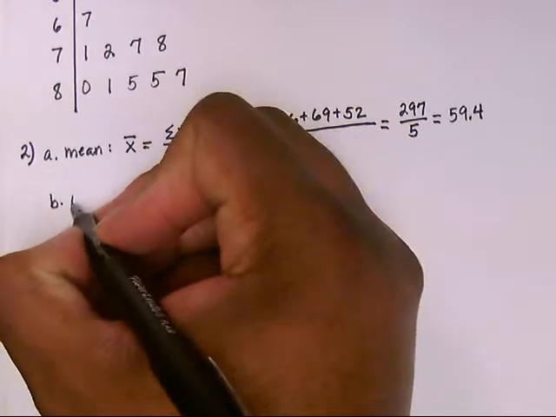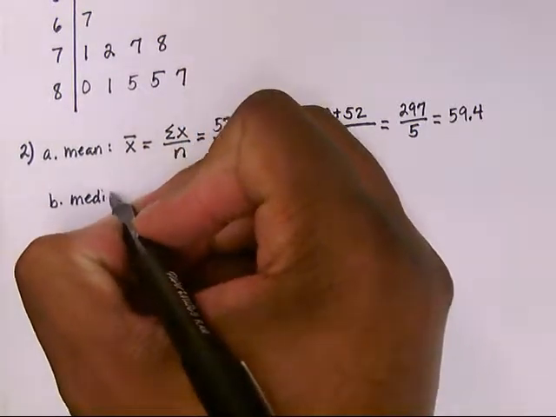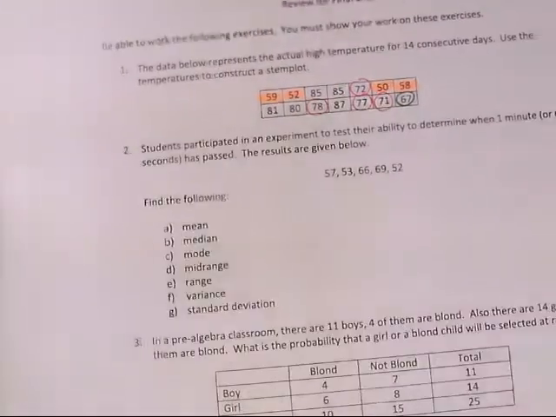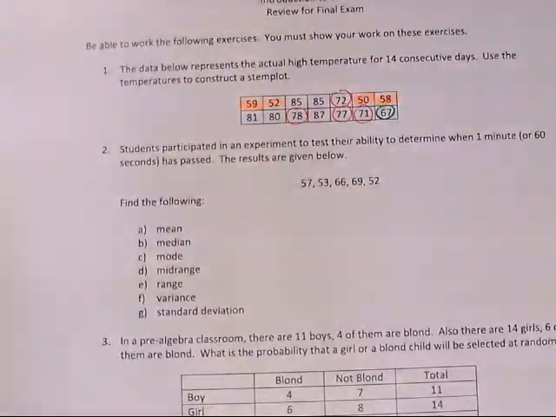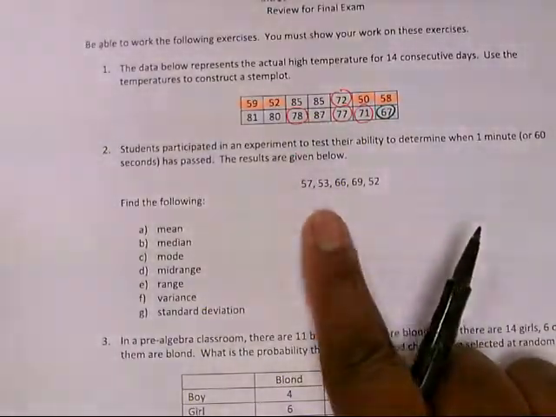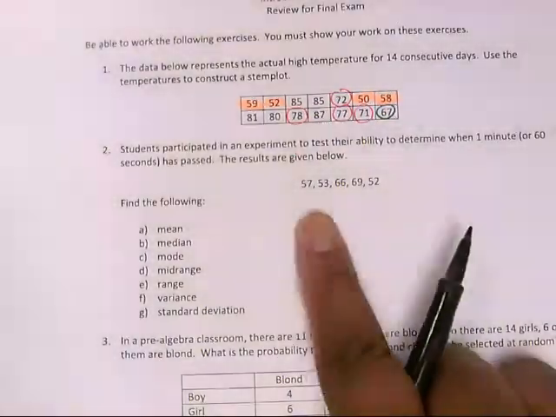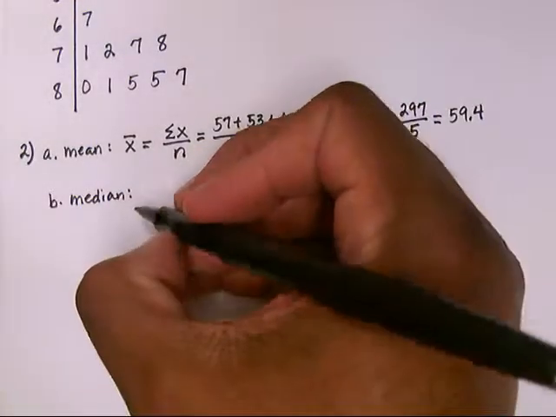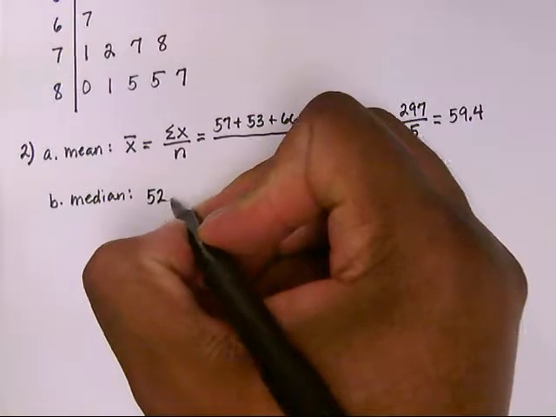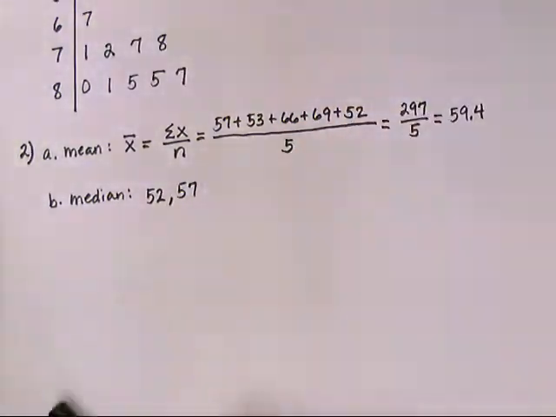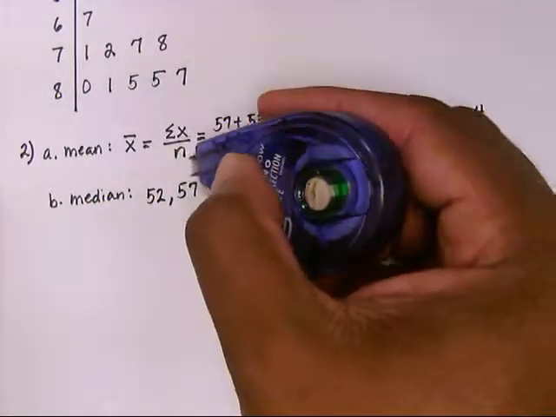Part B is finding the median of that data set. Now, before I find the median, I need to place these data values in numerical order. So, from smallest to largest, I'm going to have 52, and then 53, 57, 66, and then 69. Okay? Because it has to be sorted data values. 52, that should be 53.